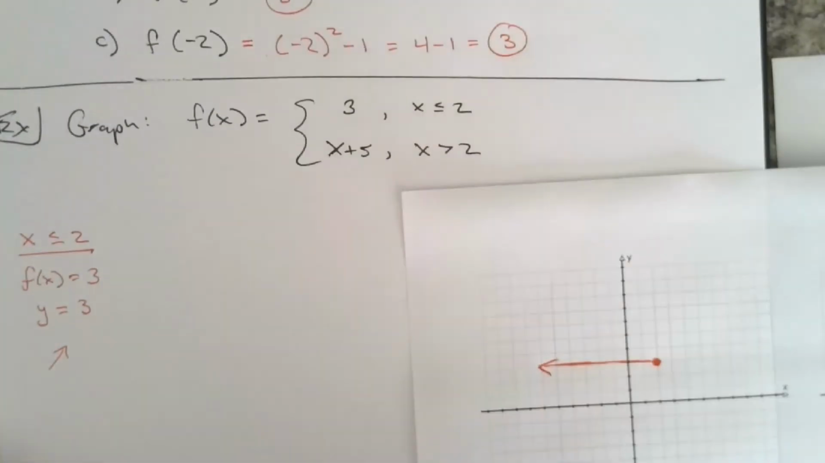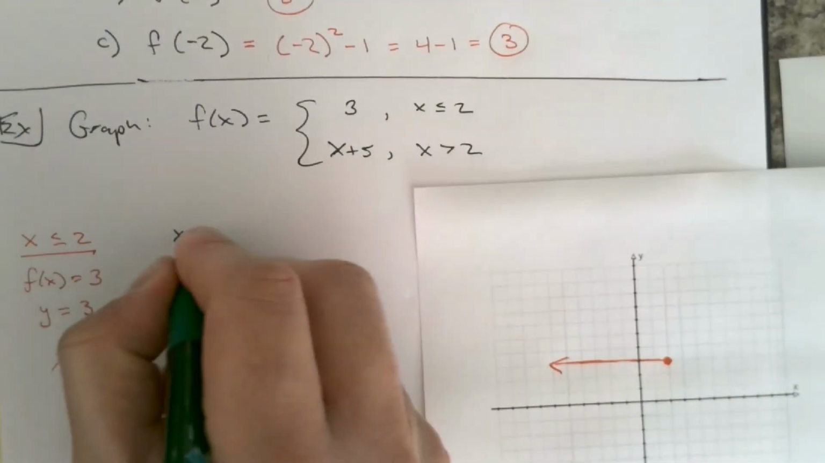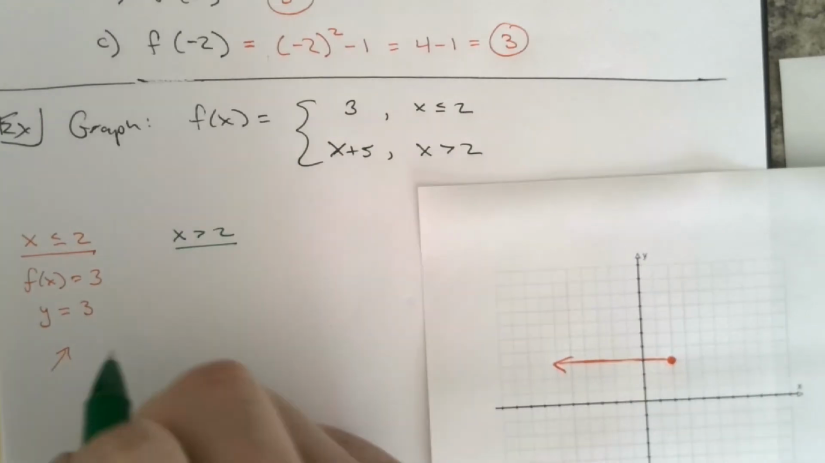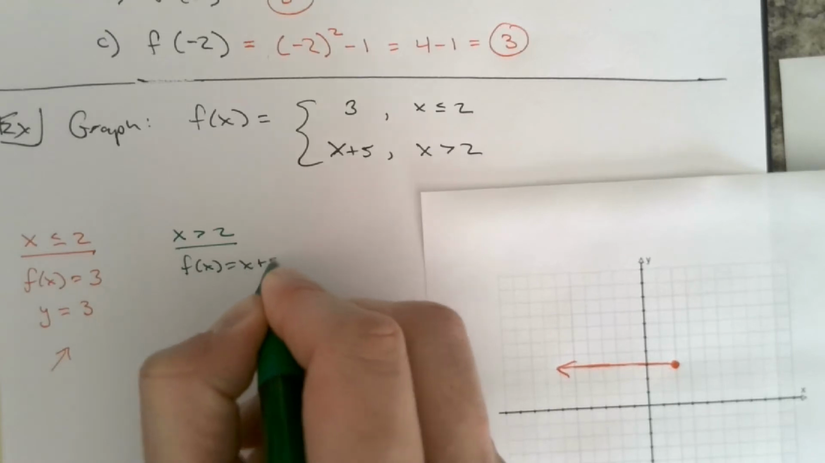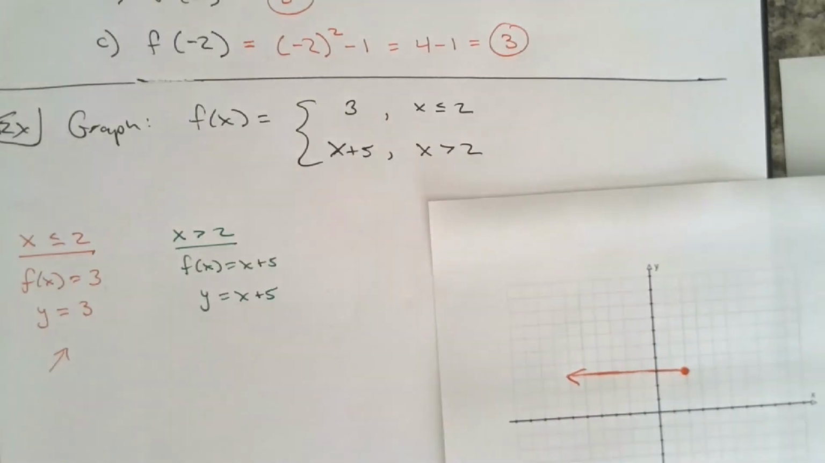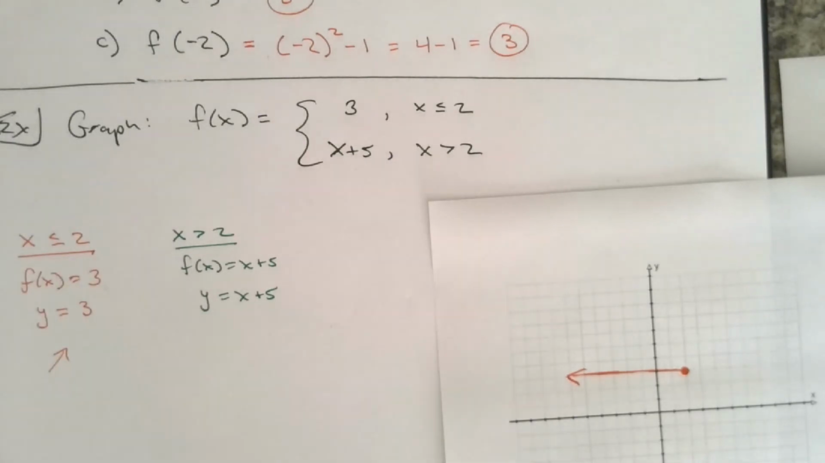And now we want to look at what happens when x is greater than 2. When x is greater than 2, they're telling us to use f of x equals x plus 5. Remember, f of x is the same as saying y equals x plus 5. Well, what does that look like? y equals x plus 5 is the graph of a line. You know that because you have x to the first power and y to the first power.